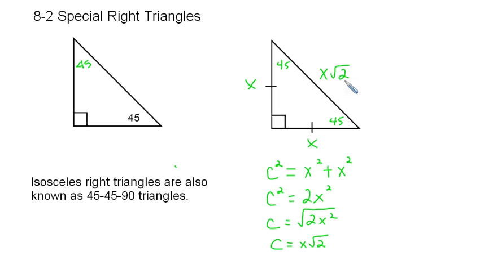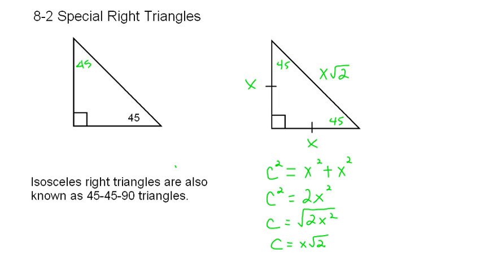Now, if we're going in the reverse order, if we know the hypotenuse and we're looking for the leg, we would have to divide by the square root of 2. So, of course, those are inverse operations. If you know the leg and you're looking for the hypotenuse, you multiply by square root of 2. If you know the hypotenuse and you're looking for the leg, you divide by square root of 2.